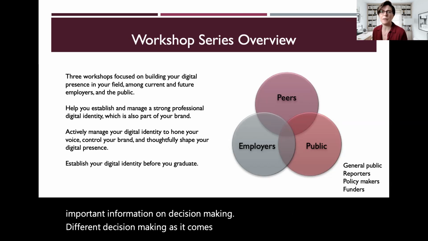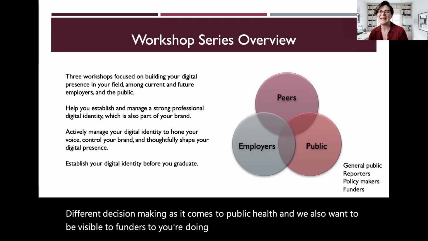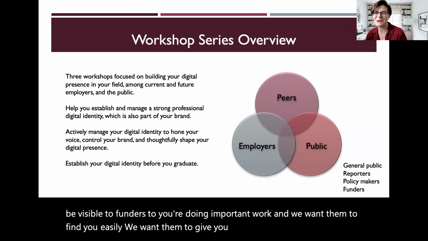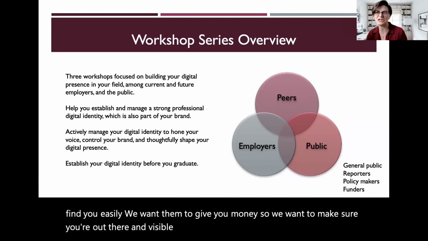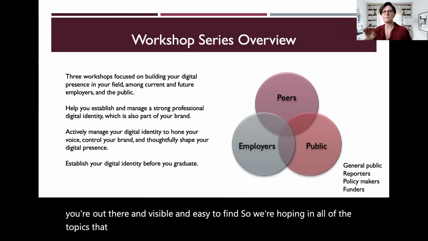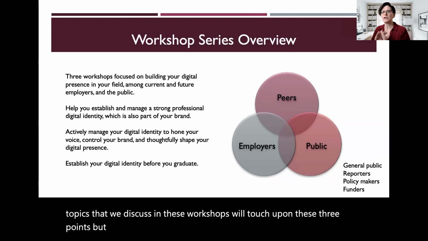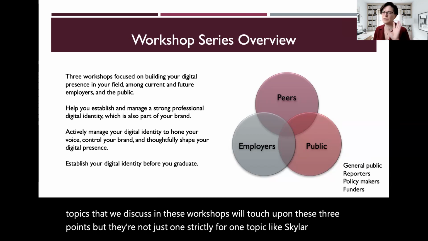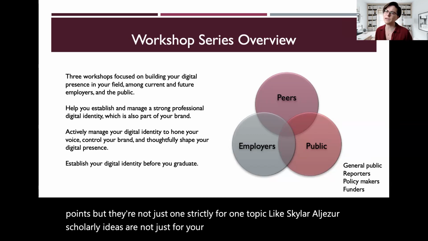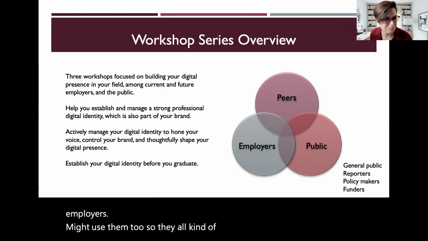We also want you to be visible to funders too. You're doing important work and we want them to find you easily. We want them to give you money. So we want to make sure you're out there and visible and easy to find. We're hoping all of the topics we discuss in these workshops will touch upon these three points, but they're not strictly for just one topic. Scholarly IDs are not just for your peers. The public can use them, employers might use them too. So they all overlap with each other.